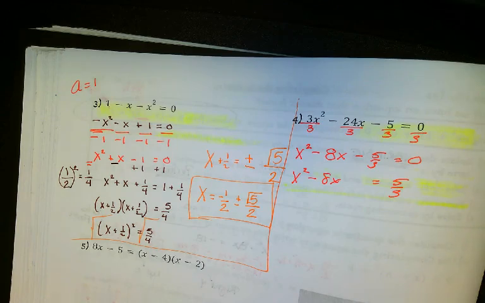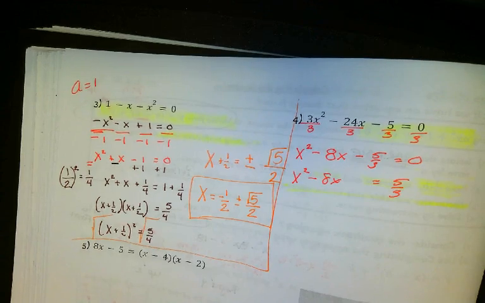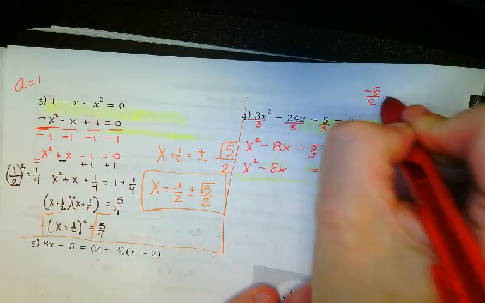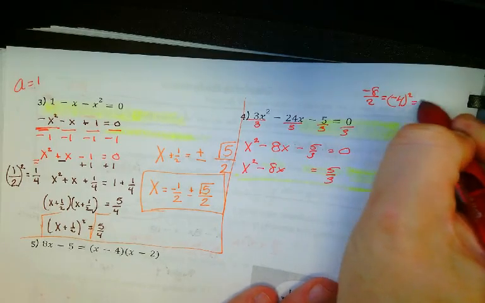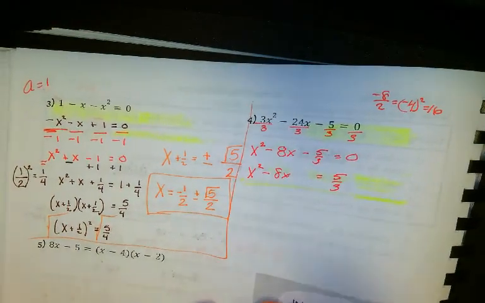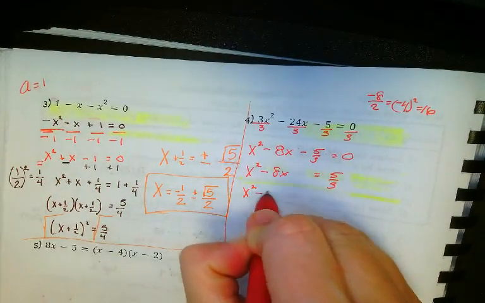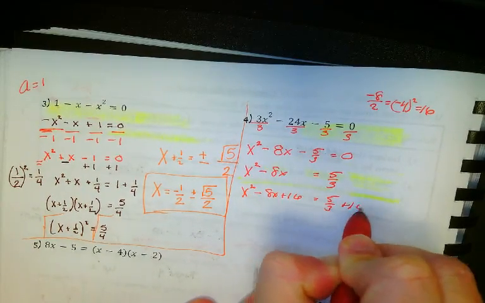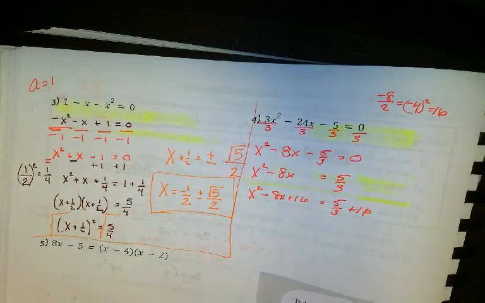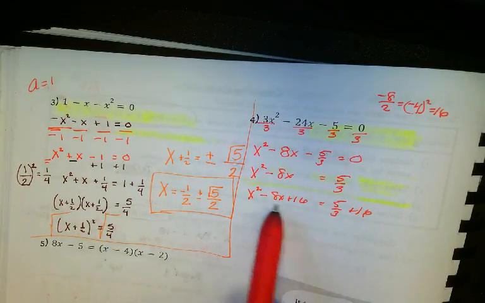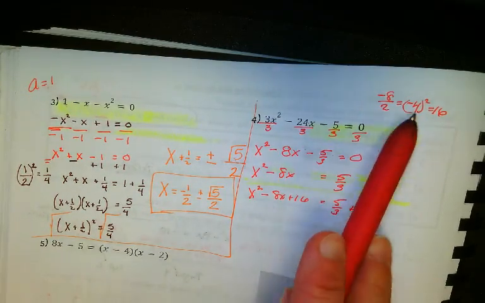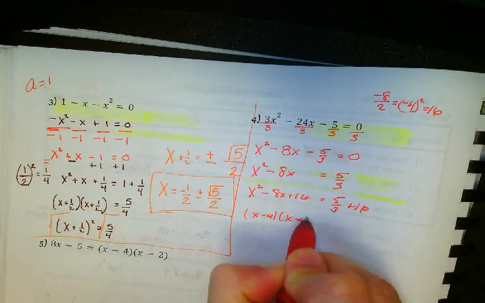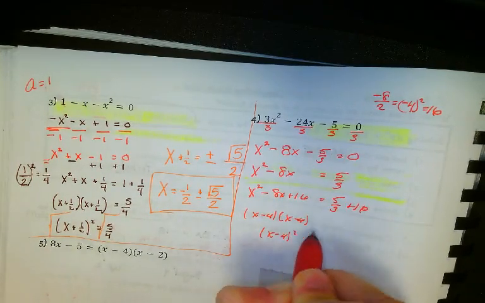Does 16 sound like the number we're adding to both sides? So again, I'm taking negative 8, dividing by 2, I get negative 4. Square that, I get 16. So I'm adding 16 to both sides. This should factor real nice. You actually even know the factor. It's the number I squared. So this should be x minus 4 times x minus 4, or x minus 4 squared.